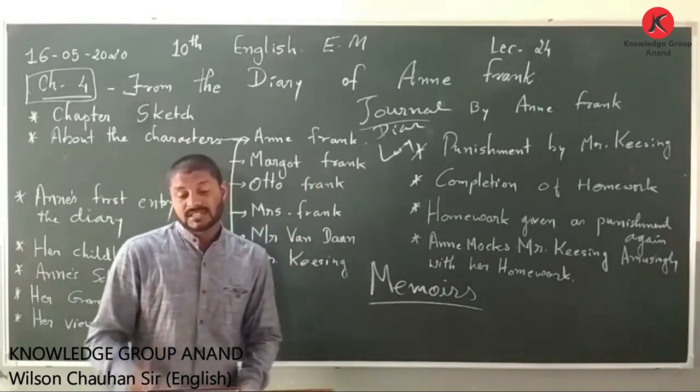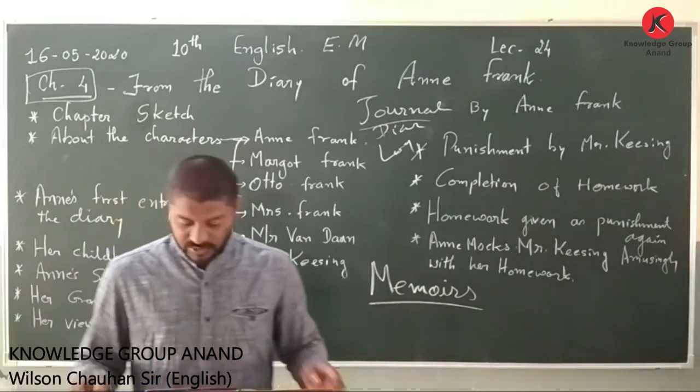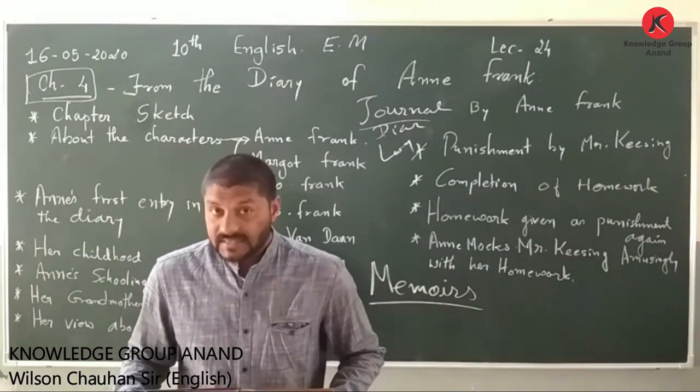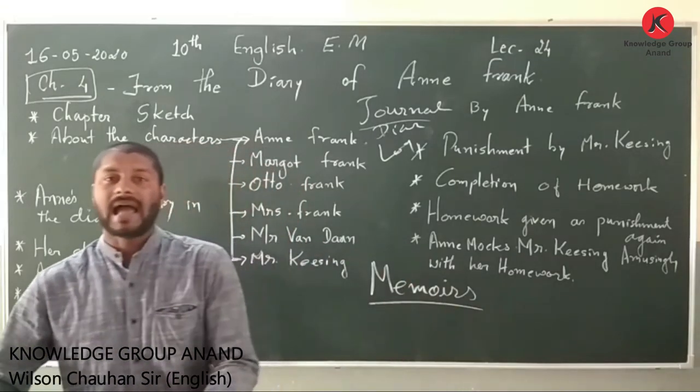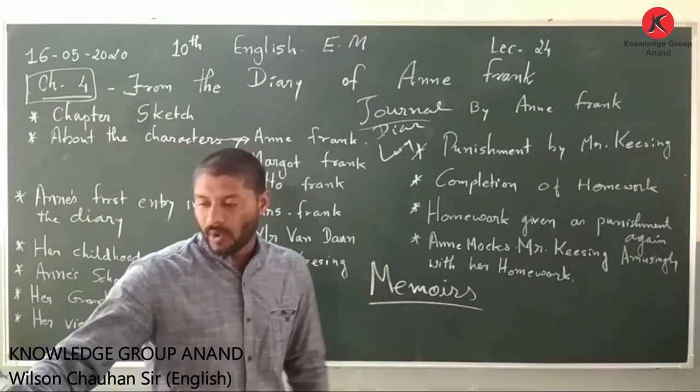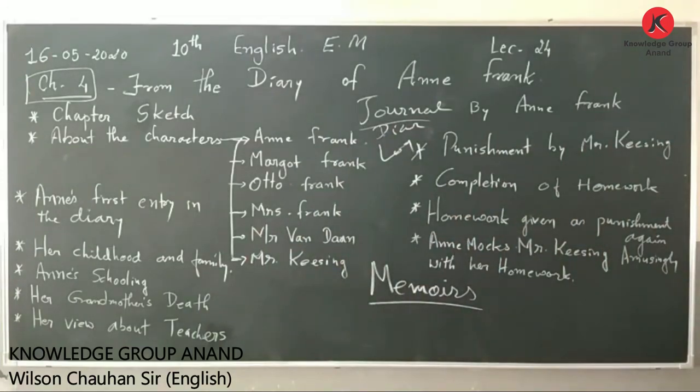Okay, my dear friends, this is what you can pay attention to on the board. Now what we are going to do is begin the chapter at length. Before I move further, I want you to read some of the points so that you understand how we are going to move into the chapter. Once again, it's a form of a diary, and the diary gives us the detailed account of 13 to 14 year old Anne Frank in 1942.